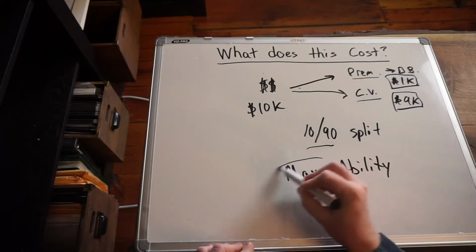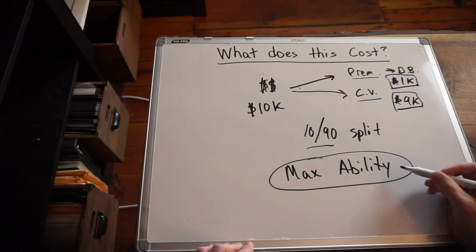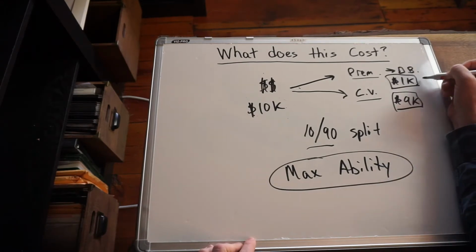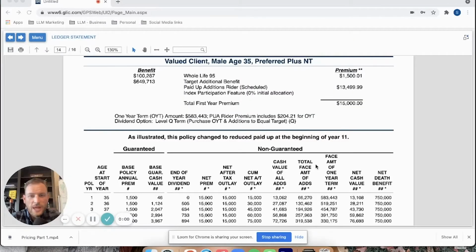So asking yourself this max ability in any given year is the question that is going to dictate what your actual cost is in terms of premium. So that's piece one. So for part two, we're going to look at what's called an illustration.